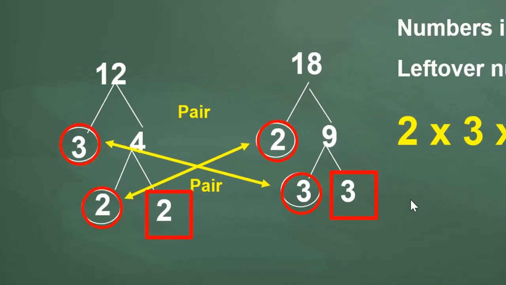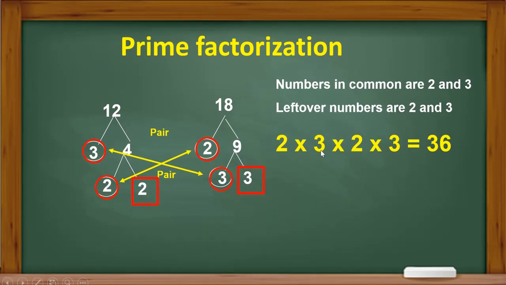So we will multiply all of them. 2 times 3 is equal to 6, times 2 is equal to 12, times 3 is equal to 36. So the least common multiple will be 36.